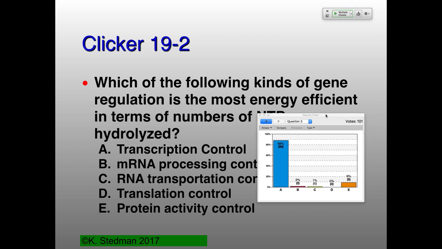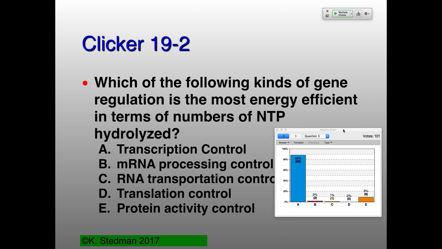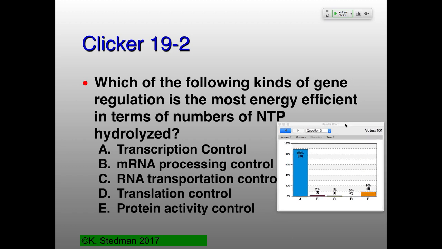Okay, bimodal distribution: protein activity control, or transcription control. Any protein activity control that we talked about has to have, at least so far, phosphorylation. How do you get phosphorylation?